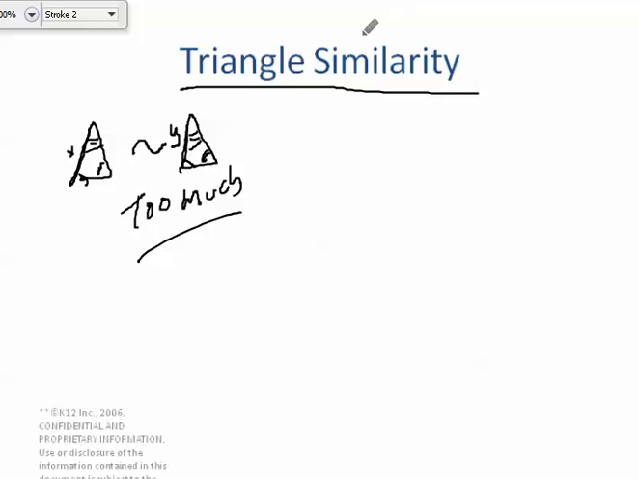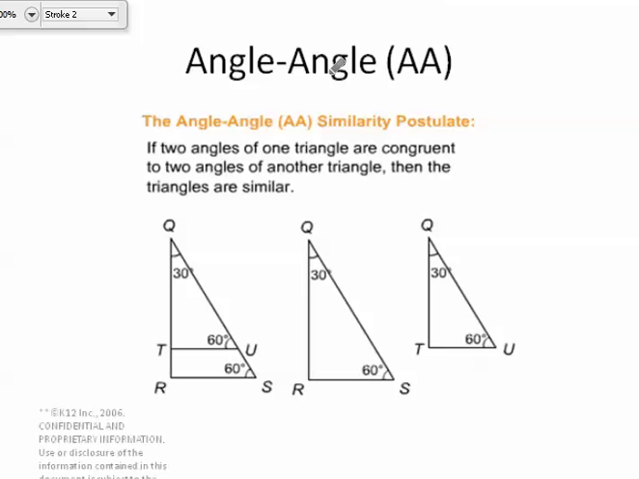Just like when we were trying to prove triangles as congruent, we have these nice little theorems. Okay? We're going to use a couple of little two-letter theorems this time, instead of the three-letter ones for congruence. This first one is going to be called angle-angle similarity. It says if two angles of one triangle are congruent to two angles in another triangle, then the triangles are similar.